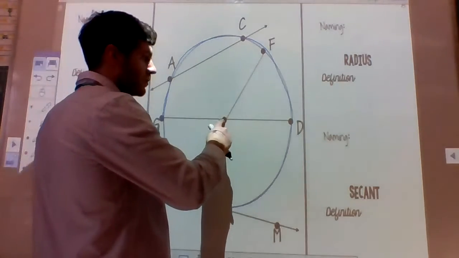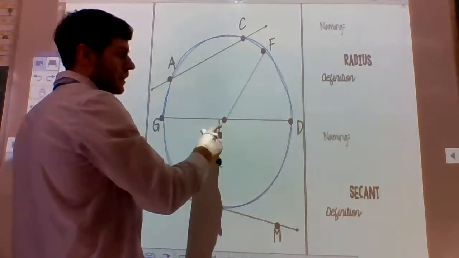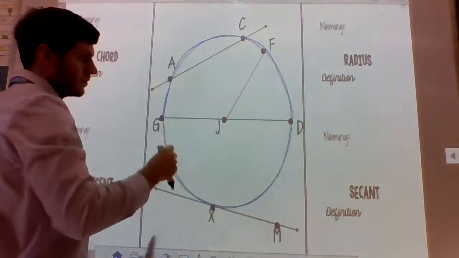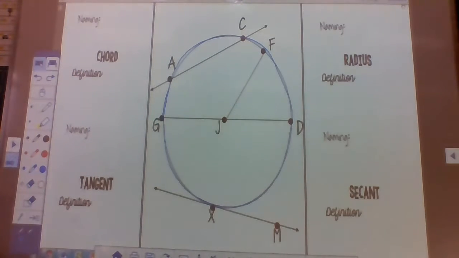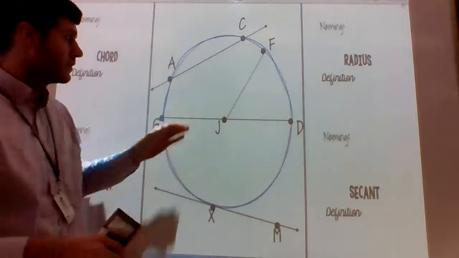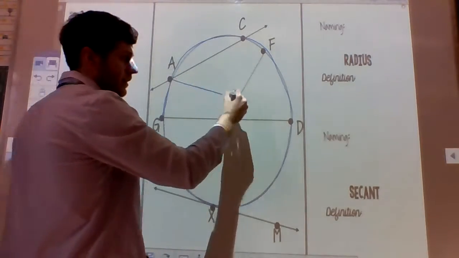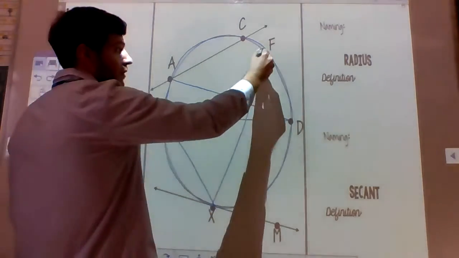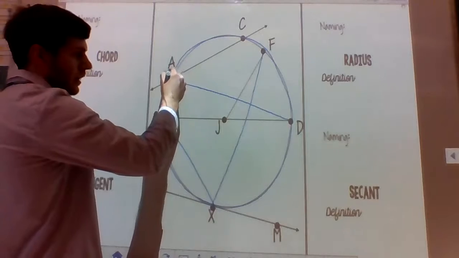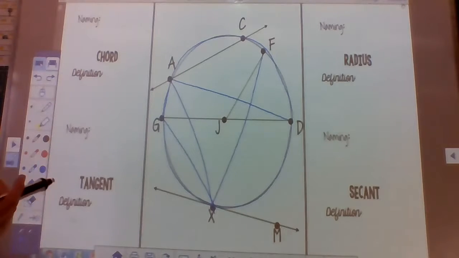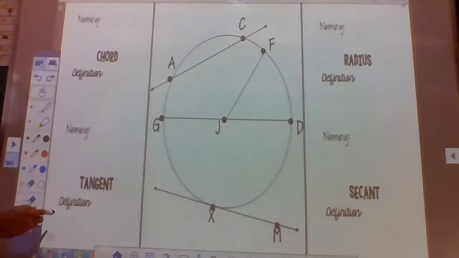Okay, and then today we talked about the radius. The radius goes from the center to one of the points on the circle. Chord, pick 2 points on the circle. If you connect them, like we can draw a chord right here. AD can be a chord. GX can be a chord. XF can be a chord. AX can be a chord. Just a segment that connects any 2 points on the circle.